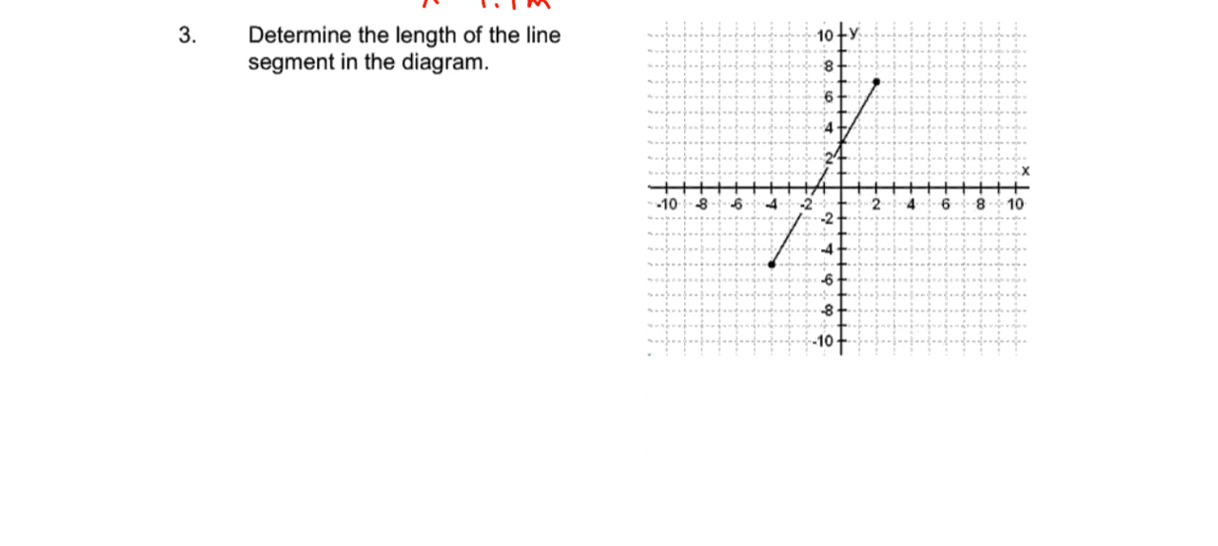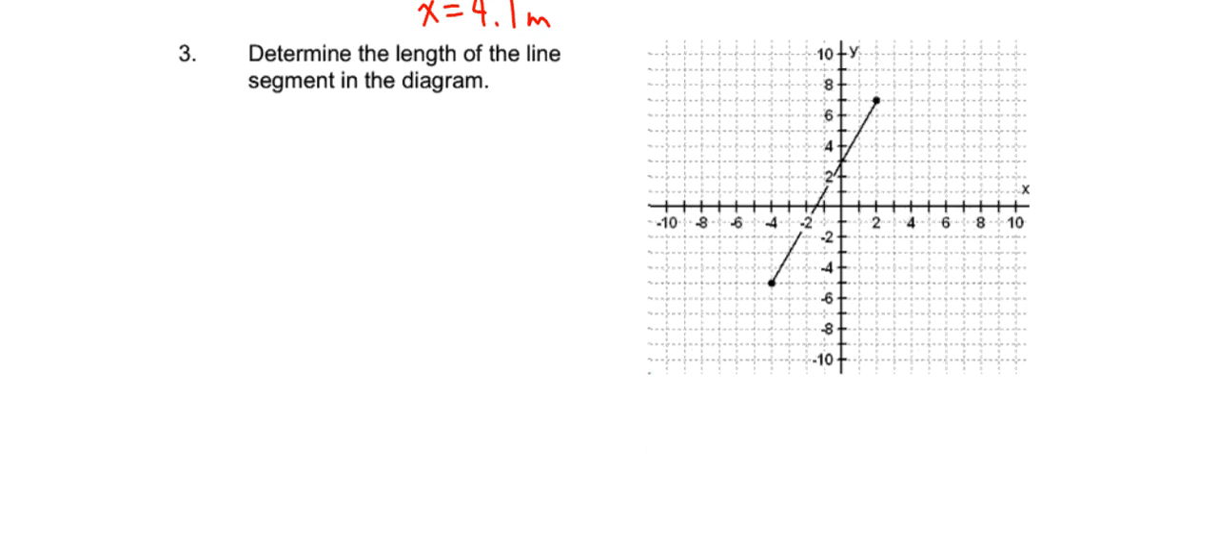Example number 3. Determine the length of the line segment in this diagram. So in order to do this, I want to create a triangle. So I'm going to draw the triangle that would be formed if I was to extend one point all the way down and one point all the way across. I know that this is going to create a right angle triangle because my lines are perpendicular.